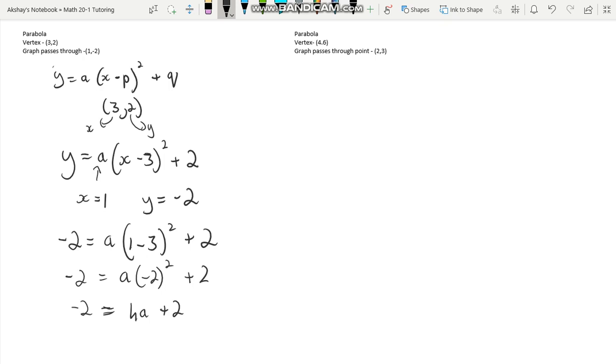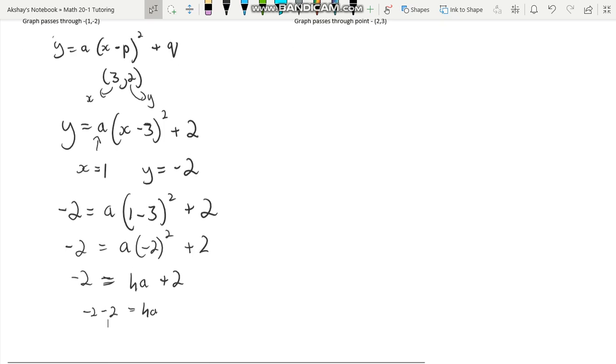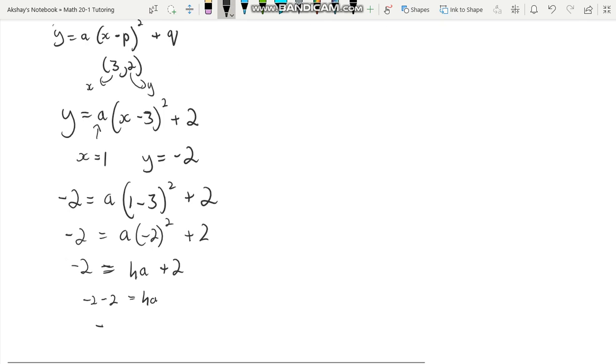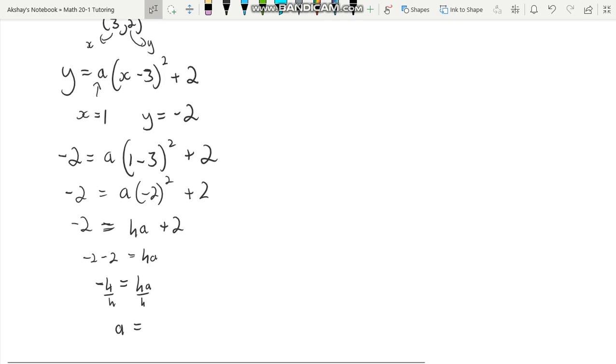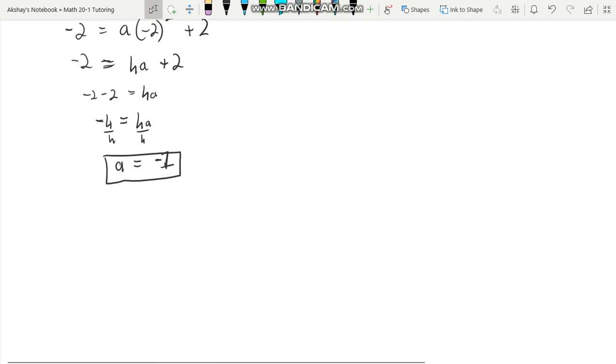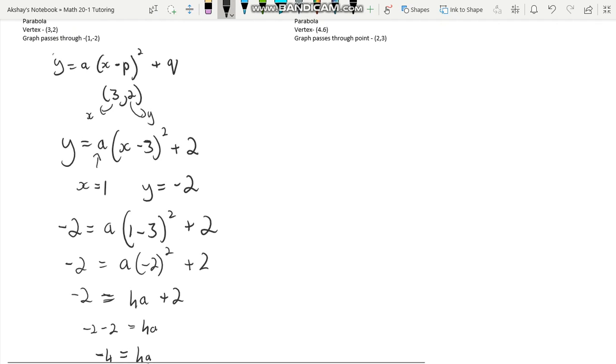I can take my 2 to the other side and it turns into a negative, so I have -2 minus 2, which is -4. So I have -4 equals 4a. If I divide both sides by 4, now I know my value of a is equal to -1, because -4 divided by 4 is -1. There we go. Now I have everything I need for my function, so I can substitute.